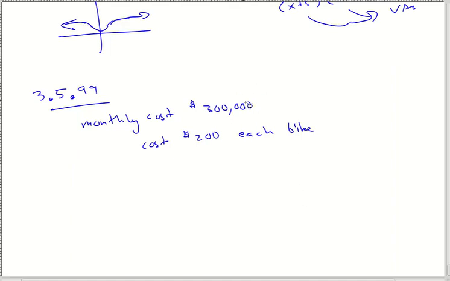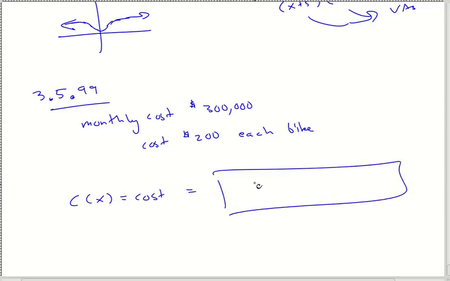And so we have a monthly cost. That's my rent. And then I have $200 for each bike, which would be materials and labor and all that kind of stuff. And they want C of X. They say, what's the cost each month? This is super simple. You pay for rent, and then you pay $200 for every bike.